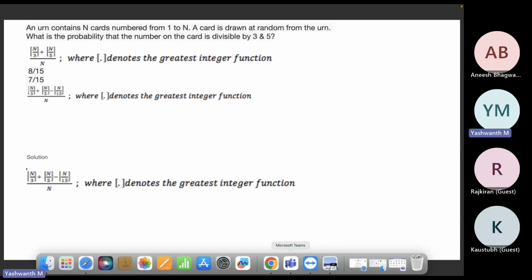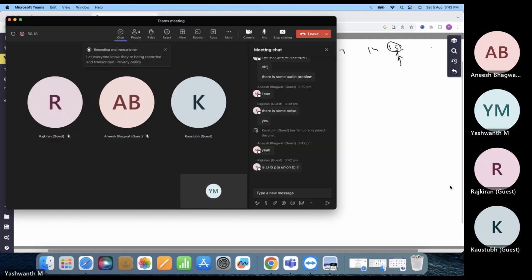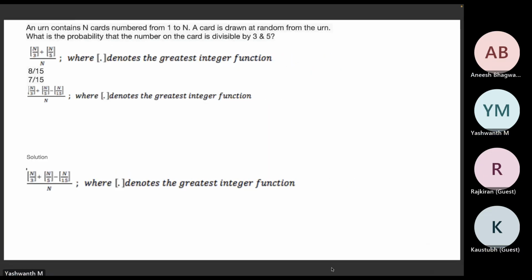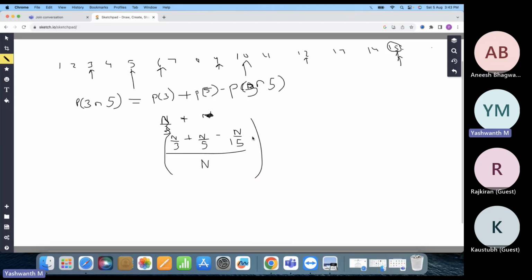Right. So this is what it is. Yeah, actually, this question should have been 3 or 5, right? So, yeah, this is union. Yeah, if the question was it has to be divisible by both 3 and 5, right? Is n over 15 by 5, right? N is the answer, right?